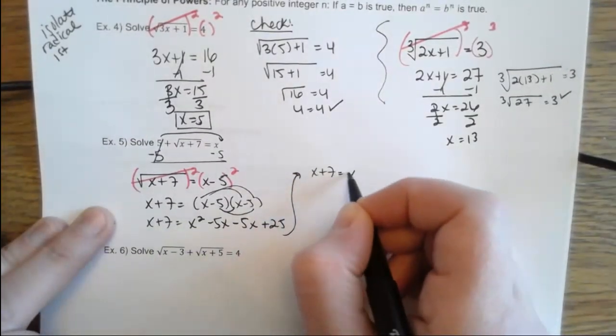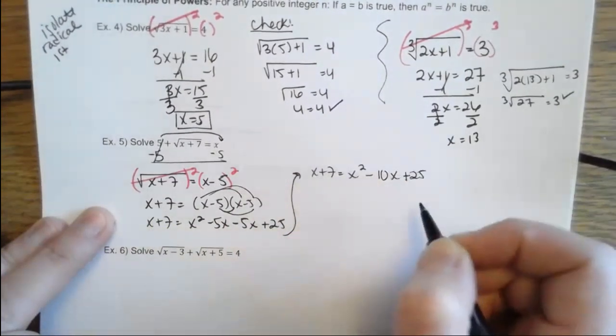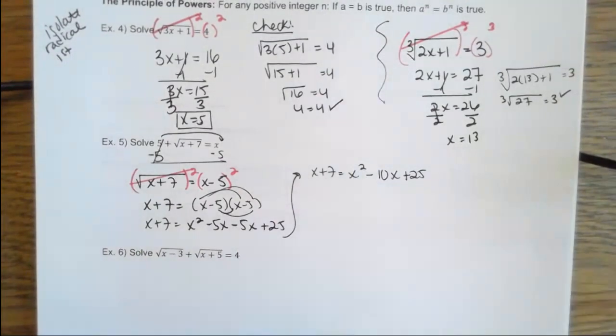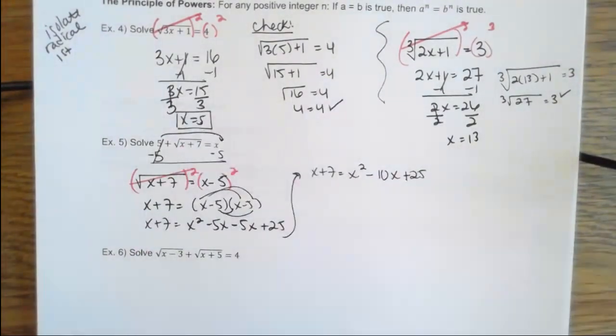Cleaning this up a little bit, the right side becomes x squared minus 10x plus 25. And now think about this. I have a square, so I want to think about how I would solve a quadratic. The rest of them have been linear. This one's quadratic, so we can try factoring. We can try our quadratic formula, completing the square, etc. So you're going to use one of your strategies that work there.